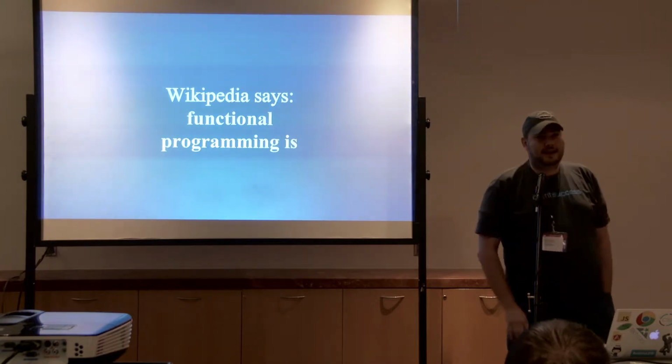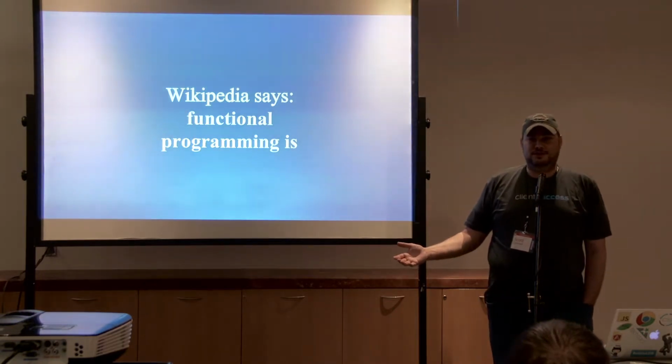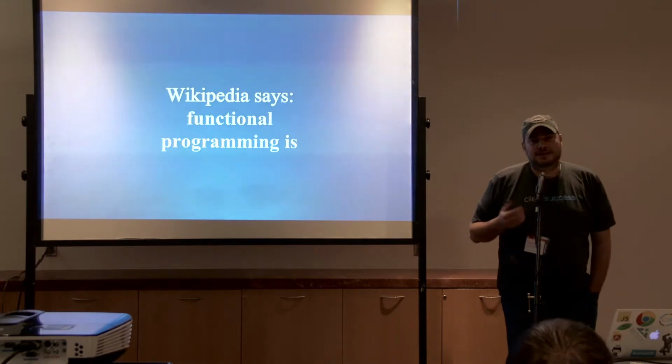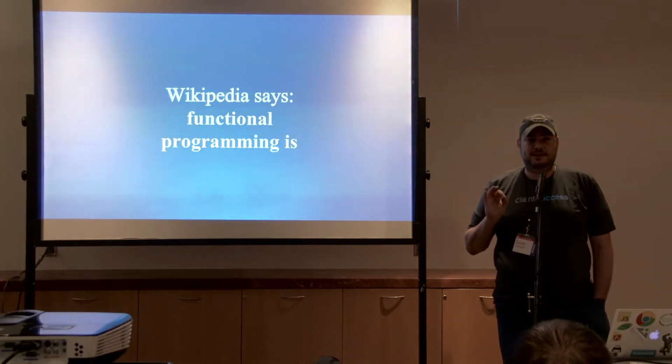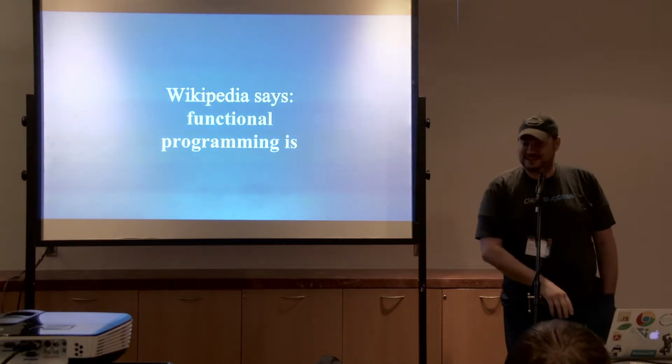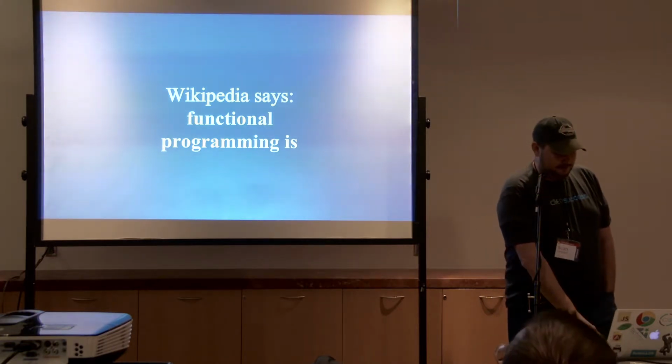So, Wikipedia, the source of all truth and knowledge in the universe, right? Typically I don't like the Wikipedia definitions for things, but in this case, the functional programming definition, I thought was awesome. The first sentence in that article, you should read it and go through it, or just wait for the presentation, because I'm going to go through it.